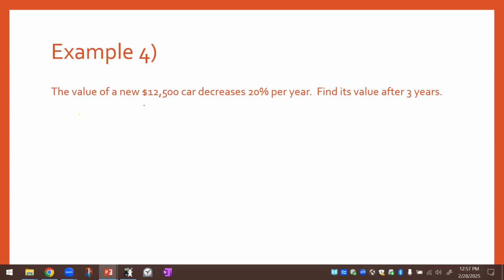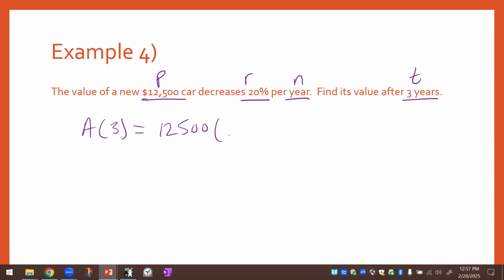All right. So it says the value of the new car is $12,500. So that is our P, 12,500. It's 20% per year, which is our R, and our N is 1, and then 3 years, which is our T. So we're looking for A of 3, which equals 12,500 times 1. Because it's decreasing, what changes here? Minus. And it becomes 0.2 over 1, to the 3. Yes? Makes sense?